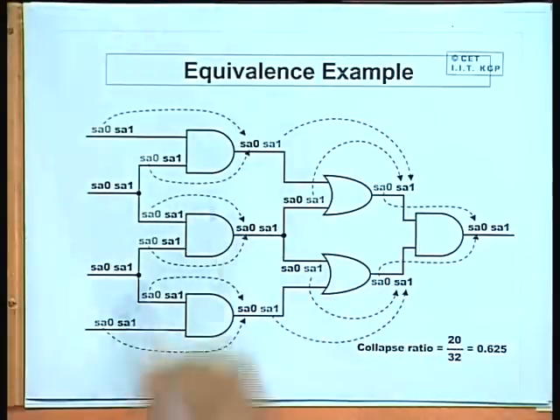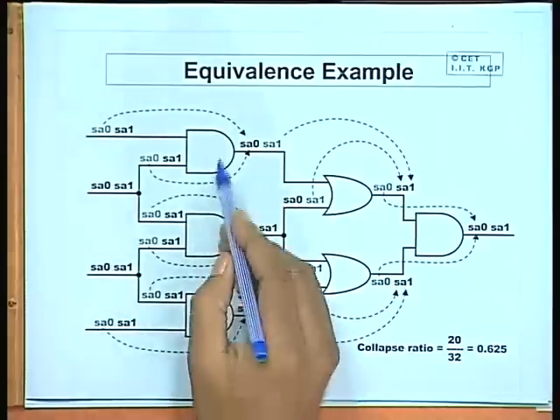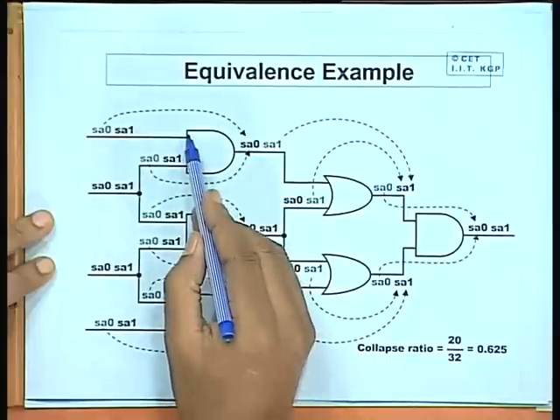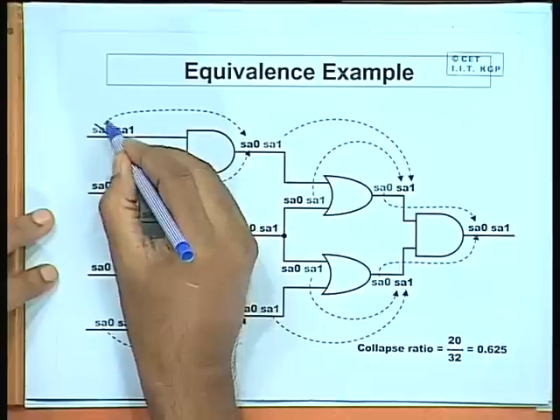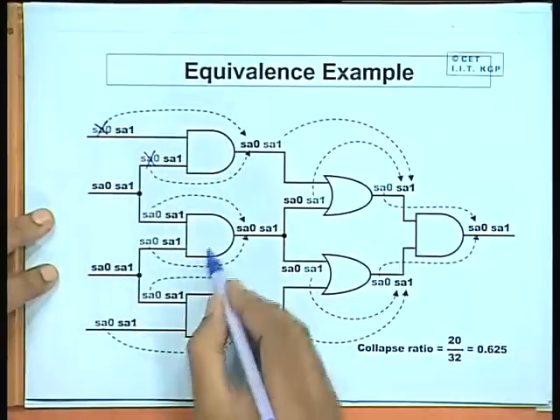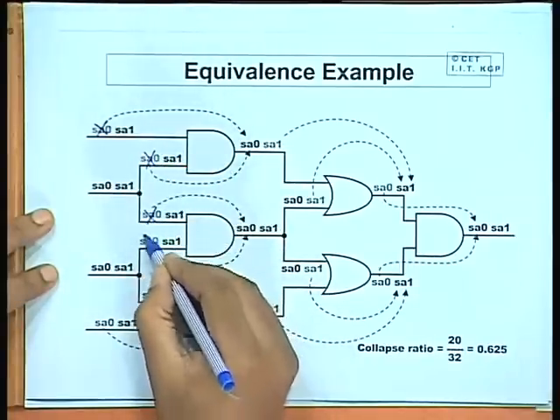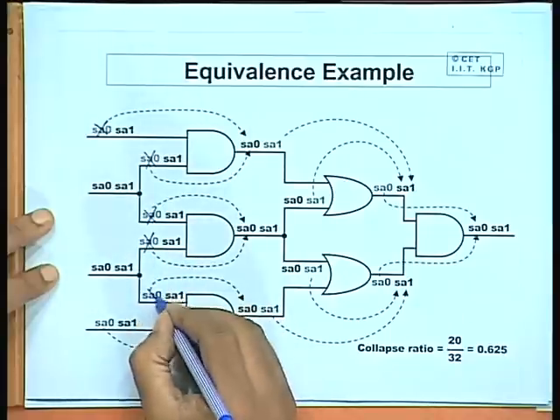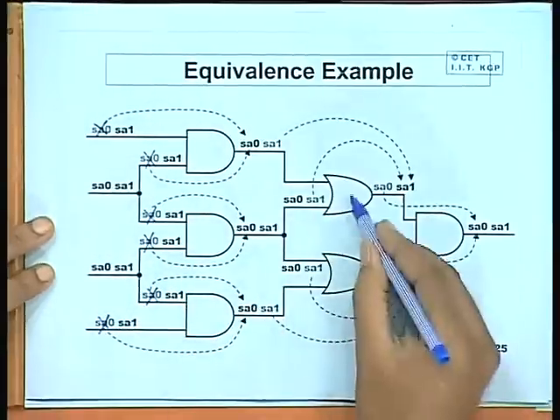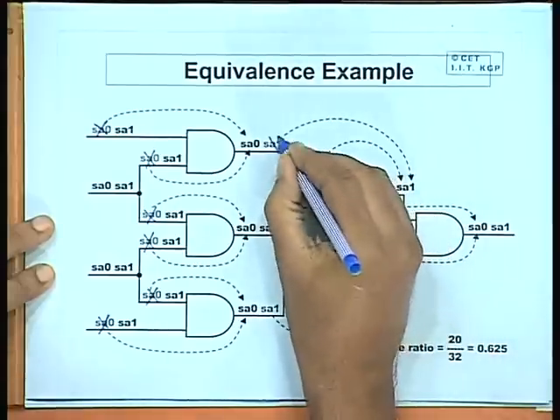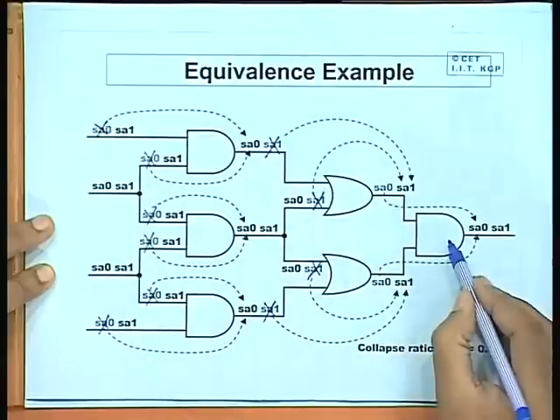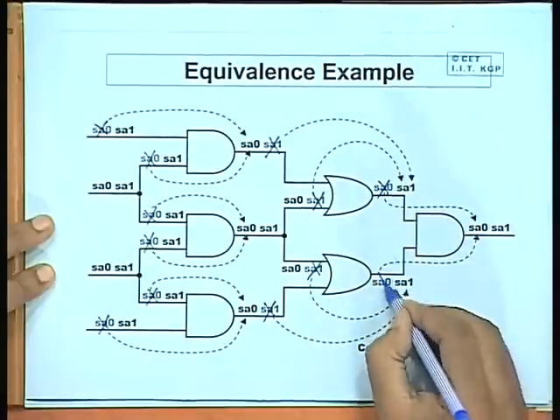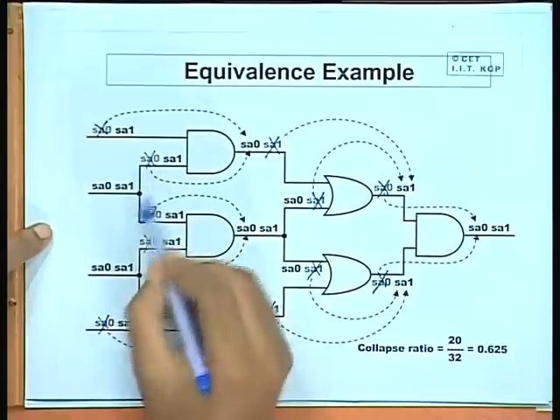Now, just from the rules that we had mentioned, we can start doing the thing. Say this is an AND gate. We can delete these stuck at 0 faults in the inputs. This is another AND gate. Stuck at 0, stuck at 0, you delete. This is another AND, stuck at 0, stuck at 0. These are OR. So, this stuck at 1 faults, you delete. Stuck at 1, stuck at 1, stuck at 1, stuck at 1. This is AND, stuck at 0, stuck at 0. These are fan out branches, you cannot delete anything.